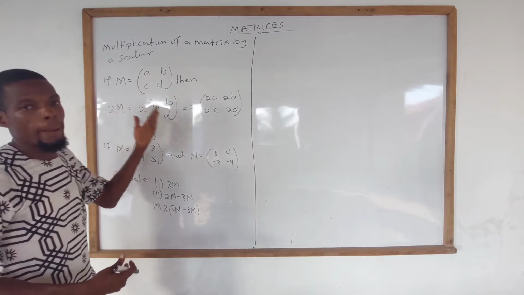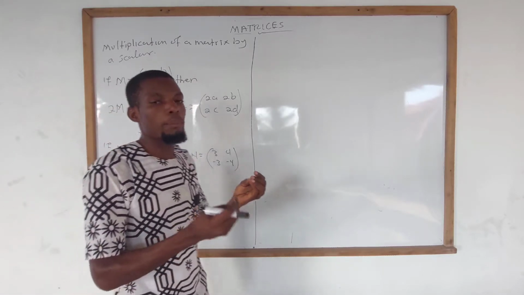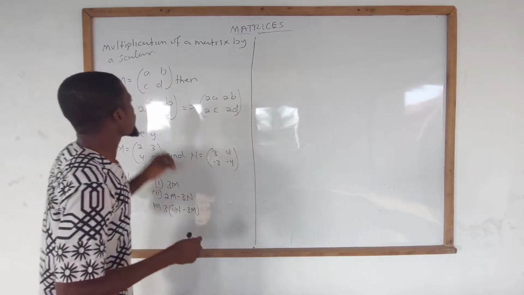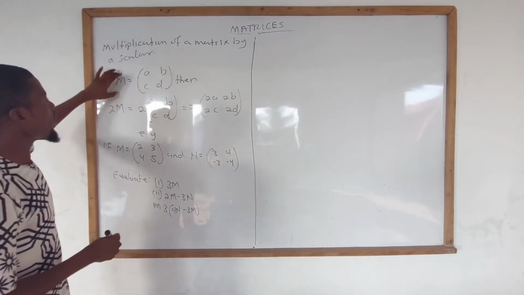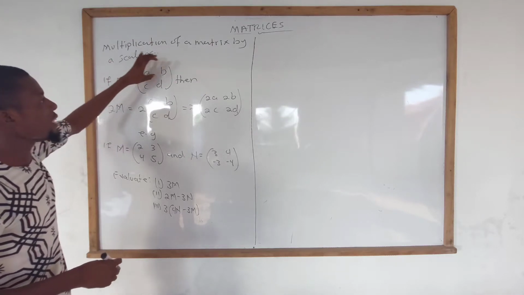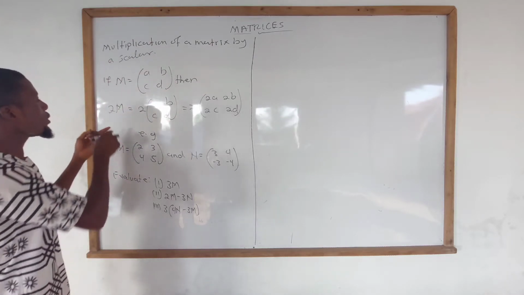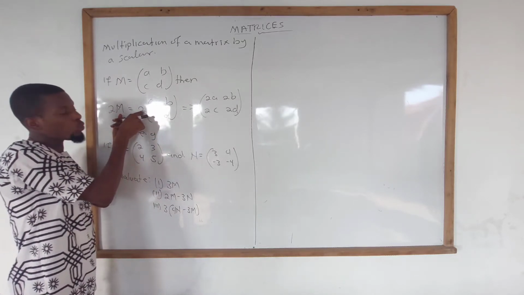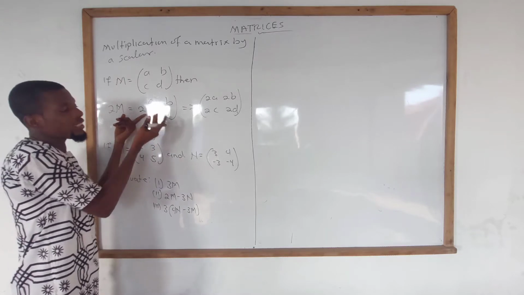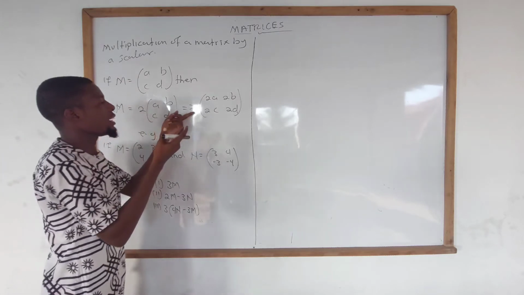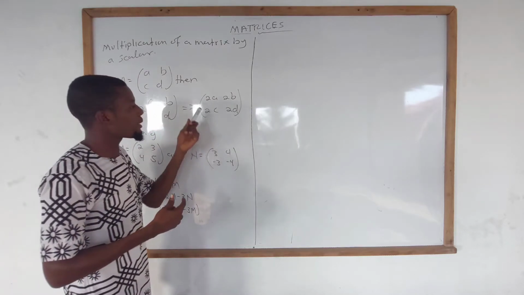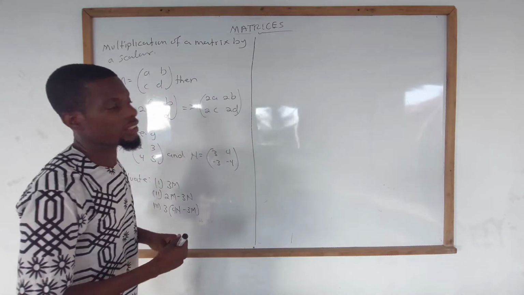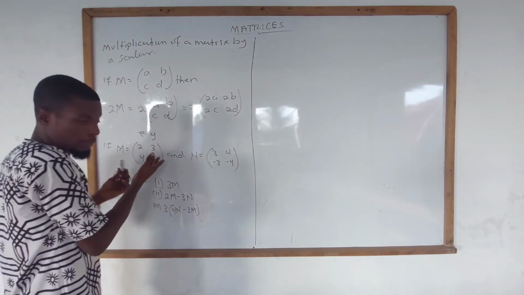Now, if I have a value m and a particular number is multiplying m, that number is called a scalar. Here, if I have a matrix m with entries a, b, c, d, and I tell you to find 2m, it means 2 is multiplying every entry of m. Since the entries of m are a, b, c, d, my new matrix becomes 2a, 2b, 2c, and 2d. Are you okay?